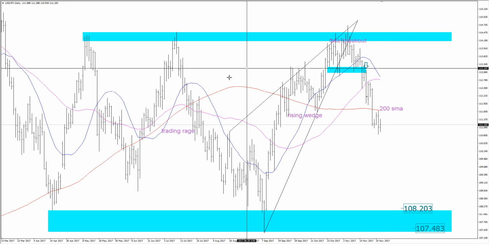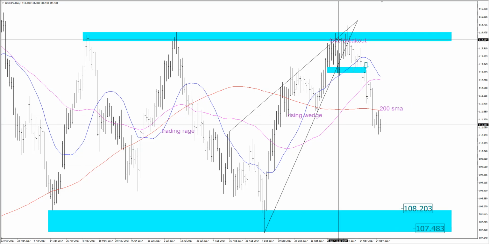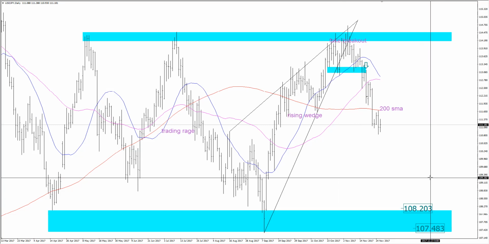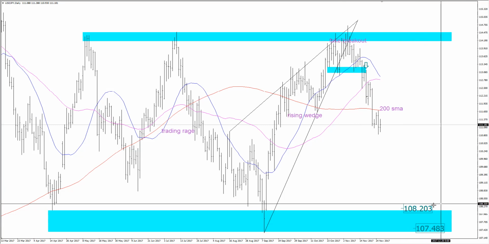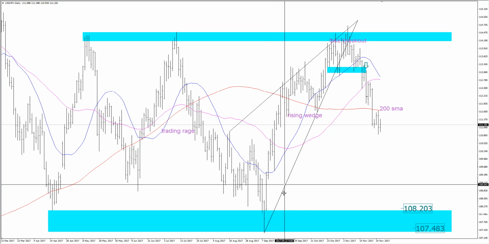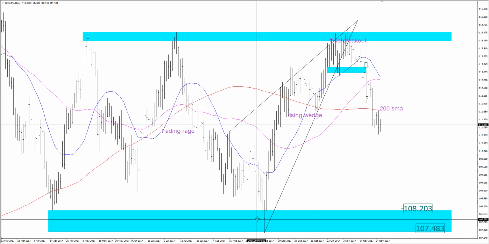But my main goal from the short-term perspective is to try to reach this 108.20 area and 107.50 area, which is basically the low of this rising wedge.